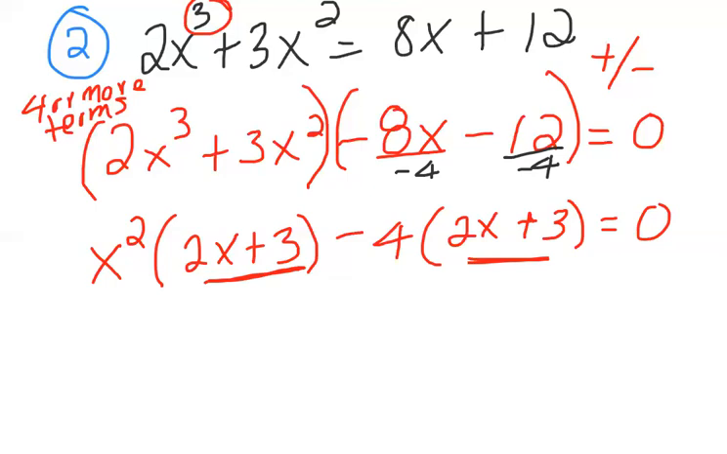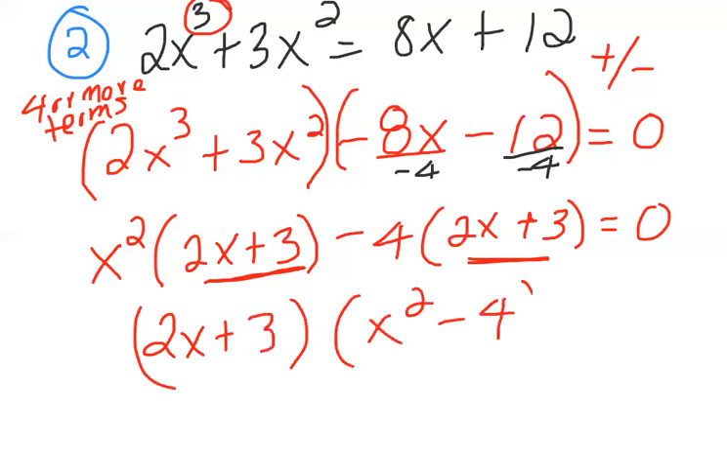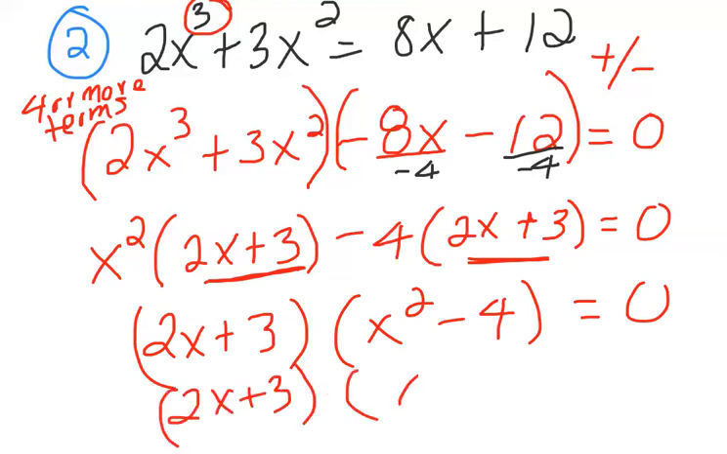So now the parentheses becomes a GCF, so you want to factor it out. So this will leave you with x squared minus 4. Now the x squared minus 4 is a difference of squares, so you want to factor that further into 2 binomials, x minus 2, x plus 2.